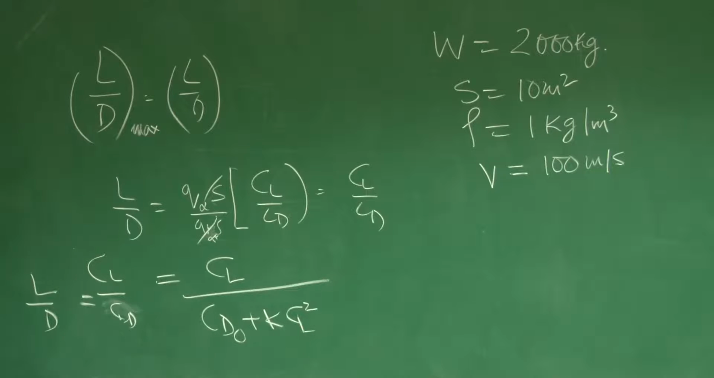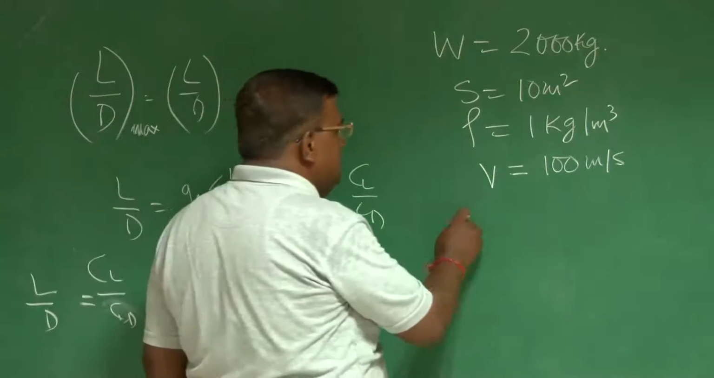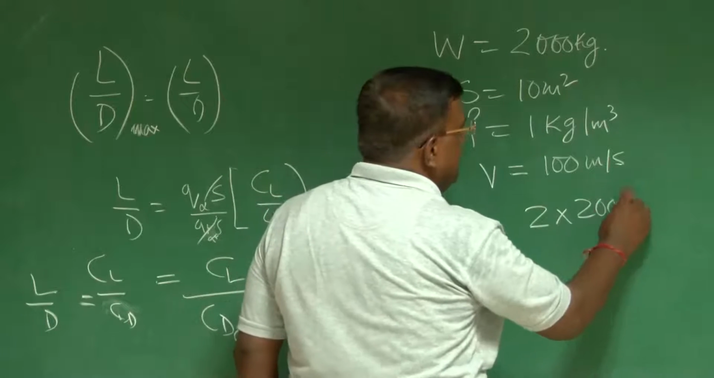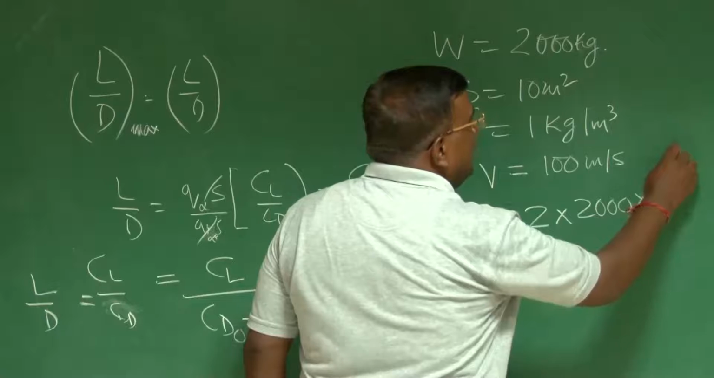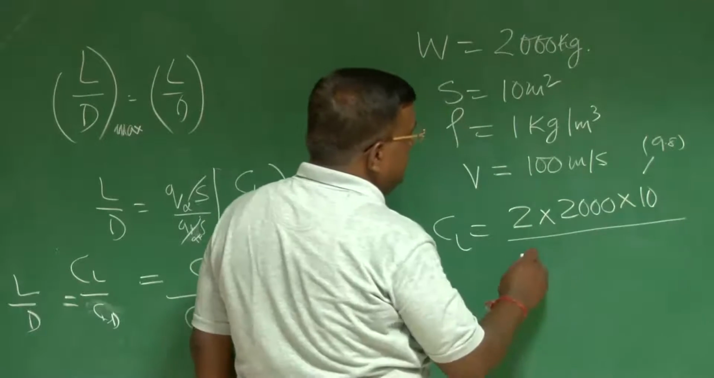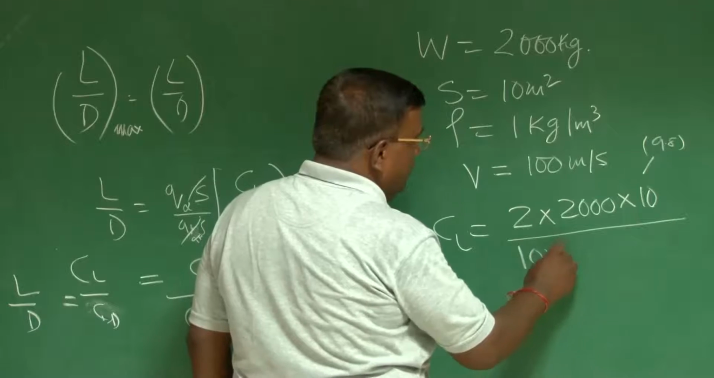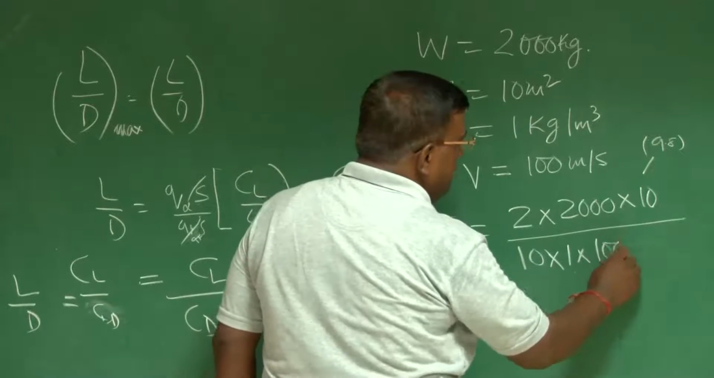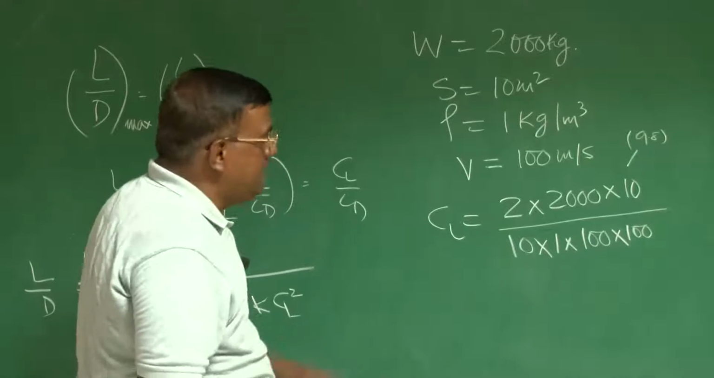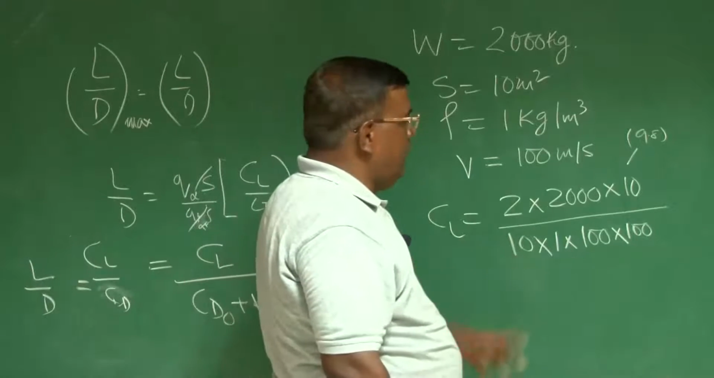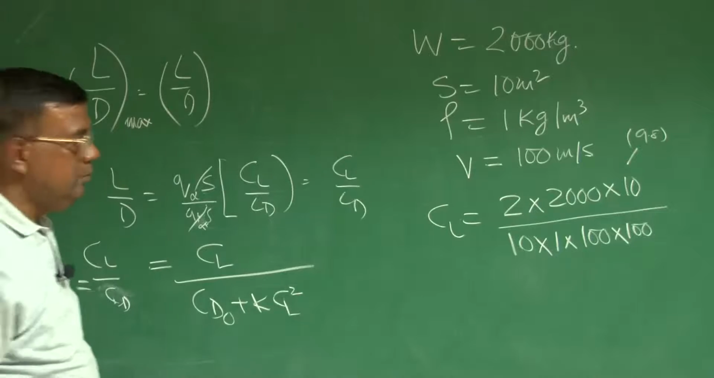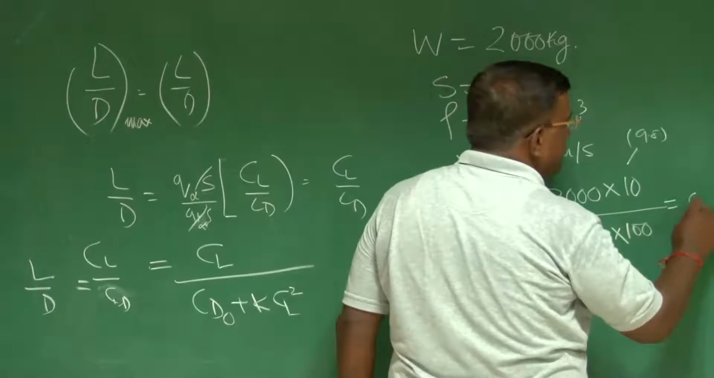If I want to find out CL, CL will be what? That will be 2 into W, that is 2000, into 9.8, I am writing 10 for 9.8, divided by rho V square, that is rho is 1, into V is 100 into 100. 2W by S over rho V square. How much is this value? 0.4.